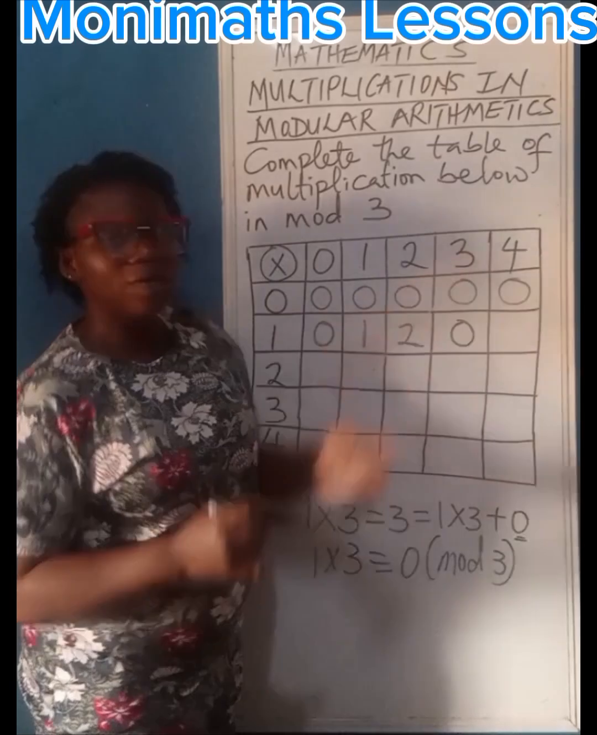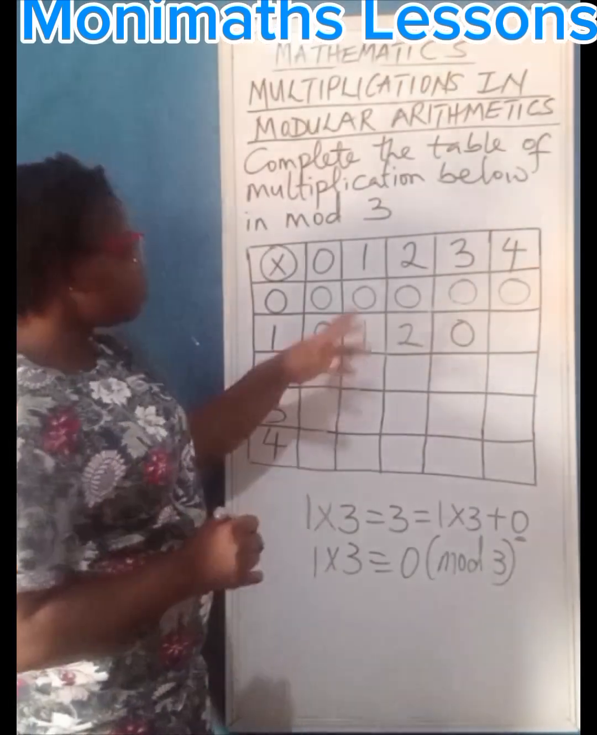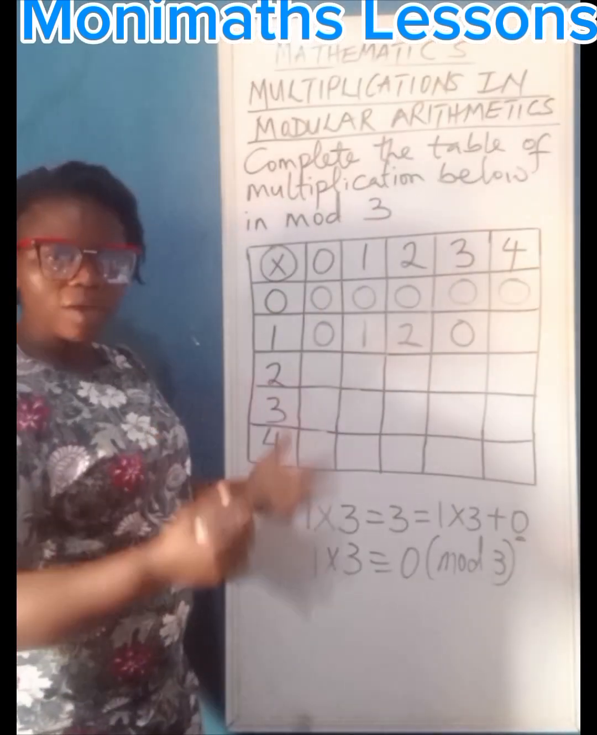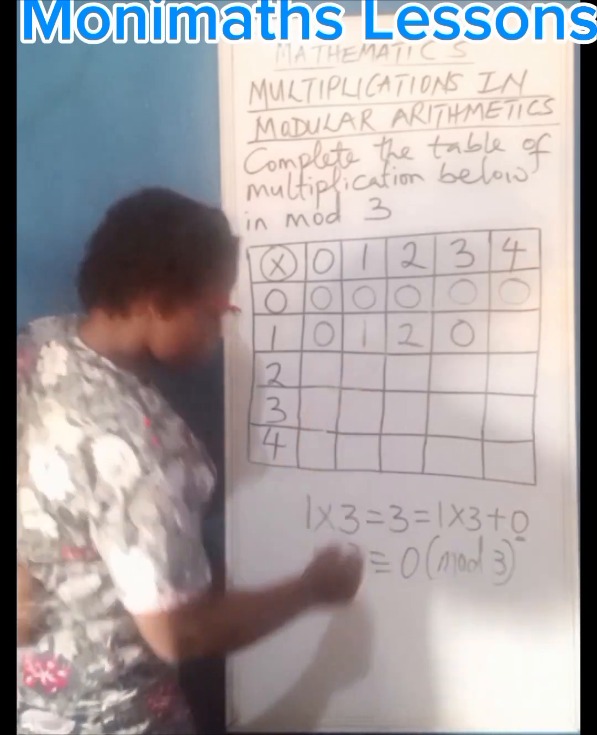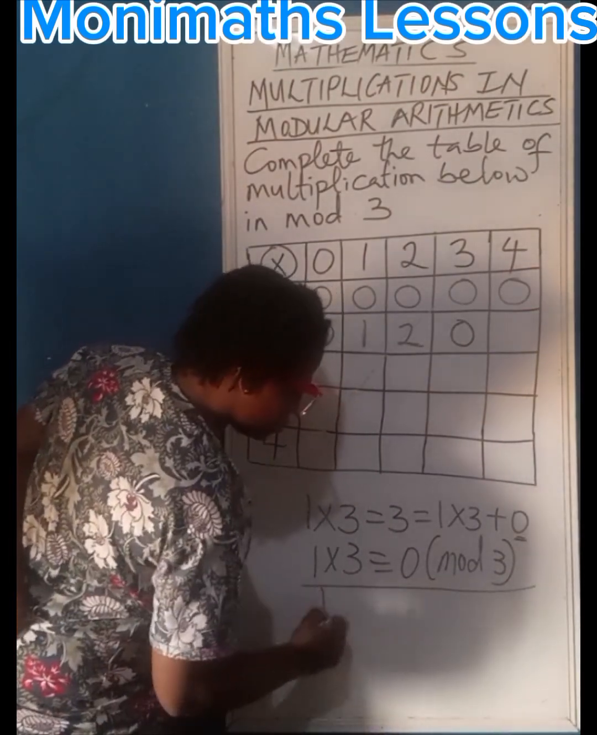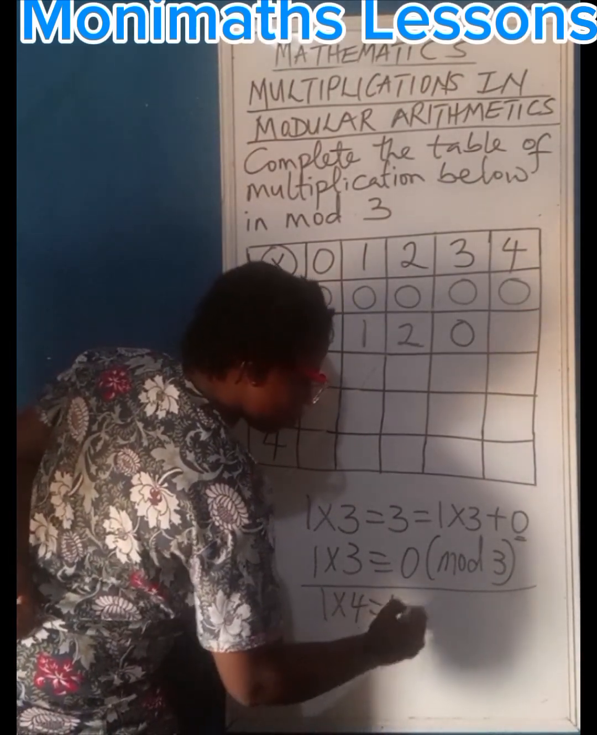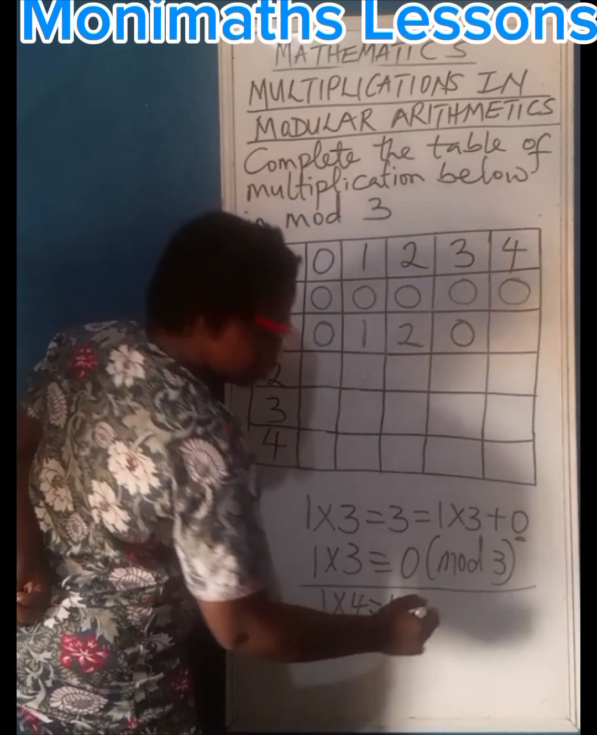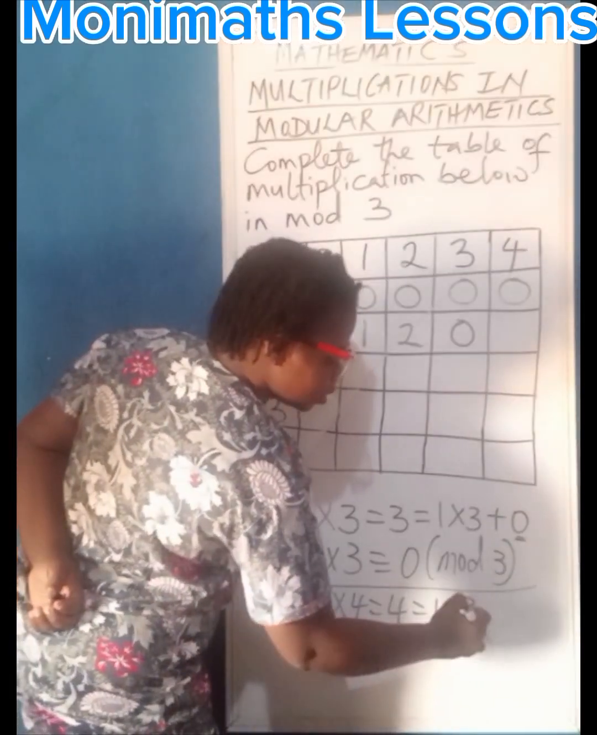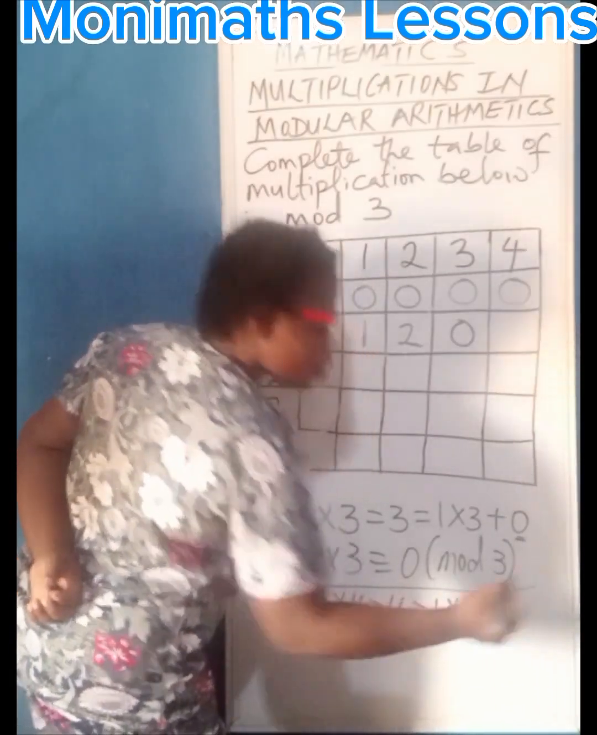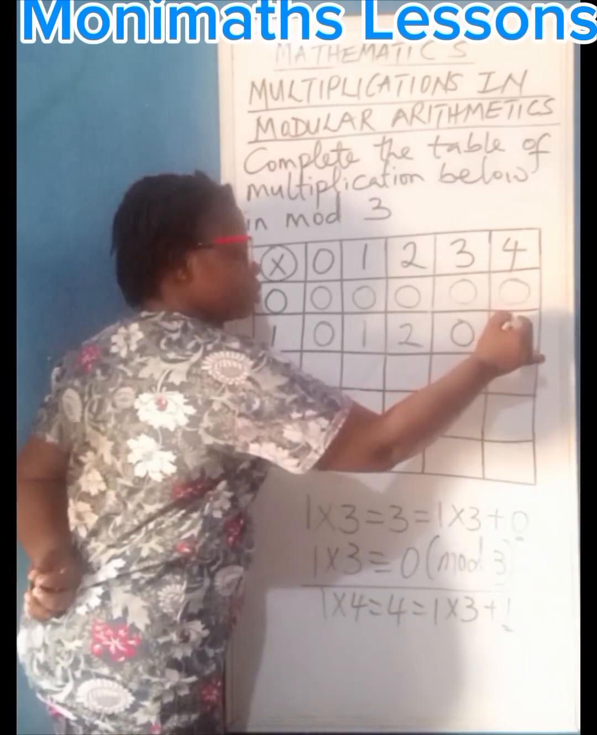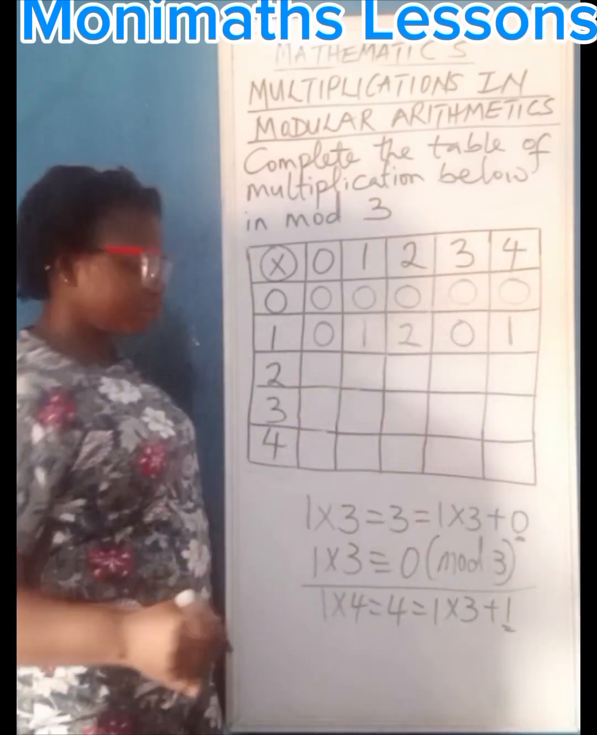1 times 4 is 4. But because this is mod 3, 4 is already more than the modulo. So 1 times 4 is 4, and 4 in mod 3 is 1 times 3 plus 1. 1 is the remainder. So that is what I will write here.